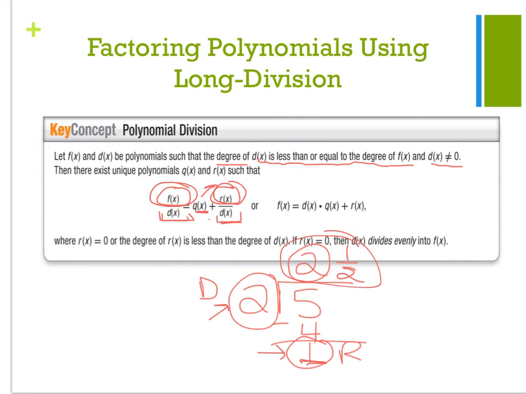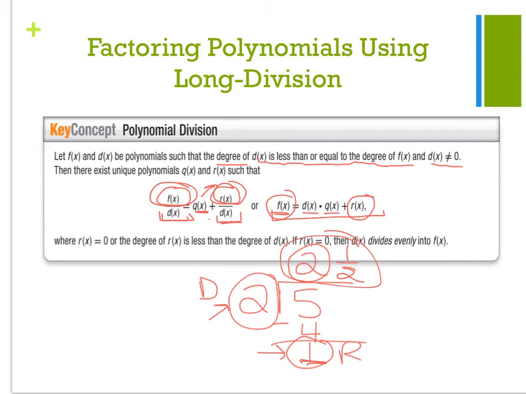Now, another way to check your work is that for the polynomial f of x, if we take our divisor times our quotient plus our remainder, that should equal our original polynomial f of x.